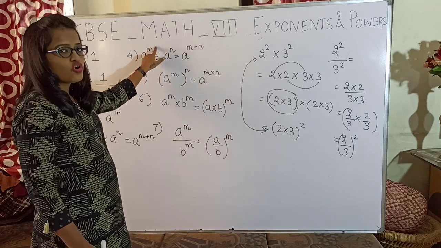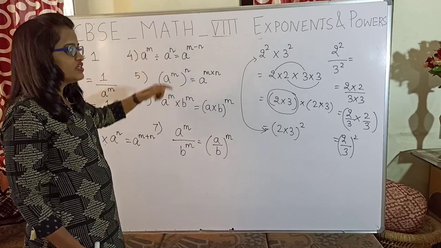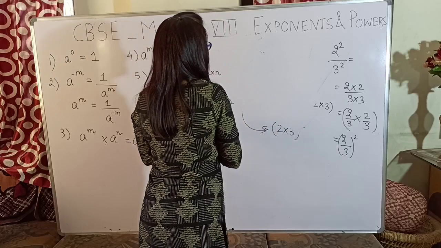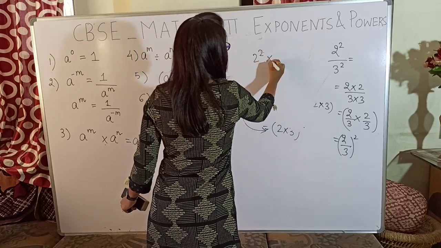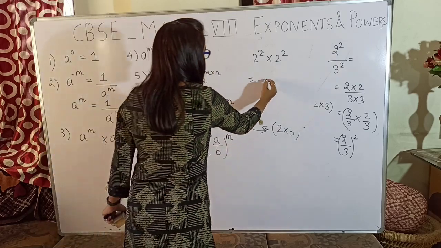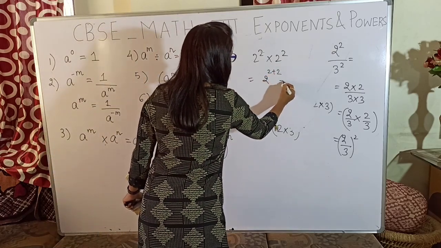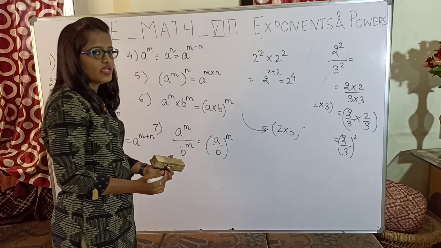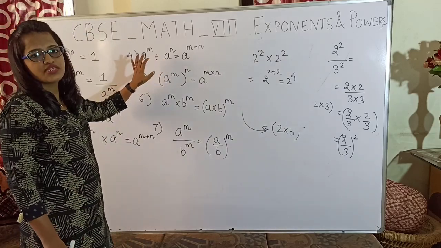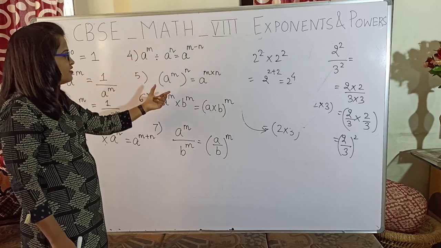The condition is not necessary that the index has to be different. Even if the question is like this, 2 raised to 2 into 2 raised to 2, here the bases are same, also the indices are same. I can write it as 2 raised to 2 plus 2, which is nothing but 2 raised to 4. So the condition is applicable only with respect to base. The base has to be same. Index could be same or different.